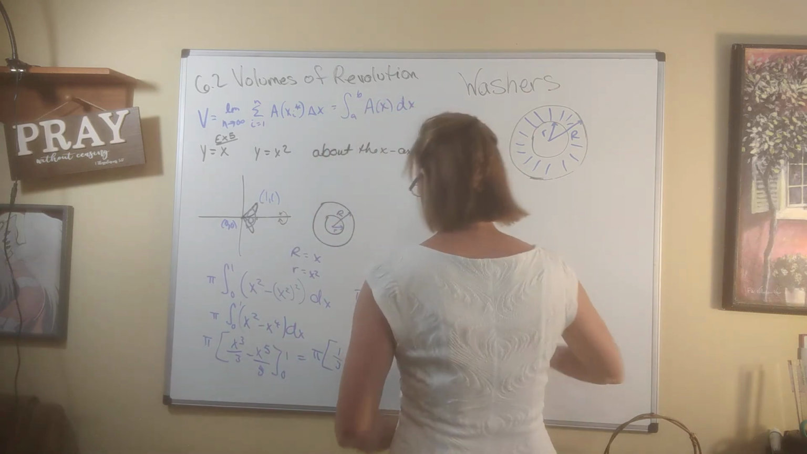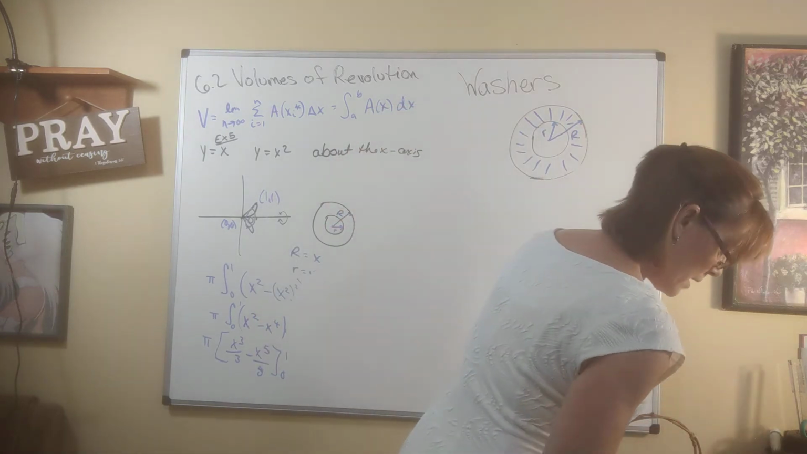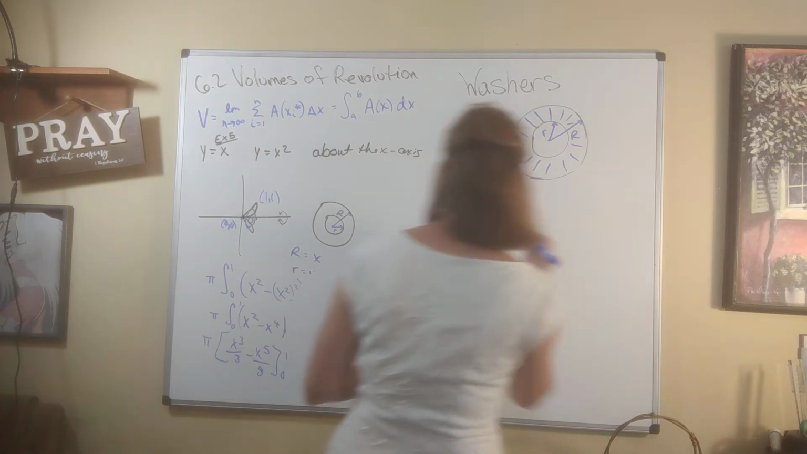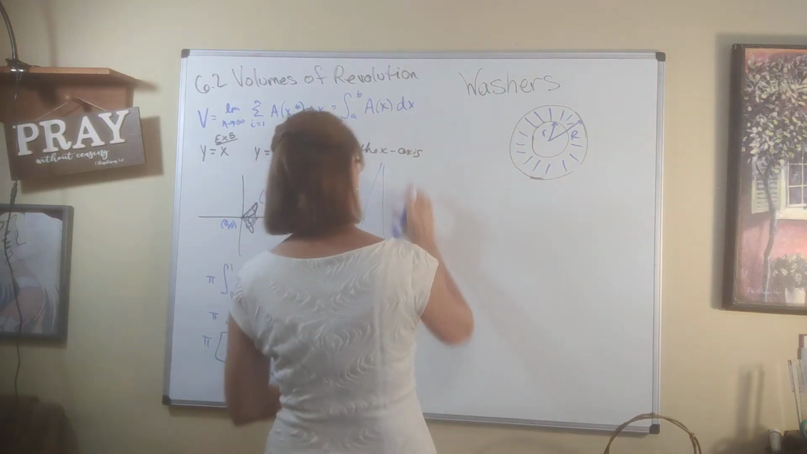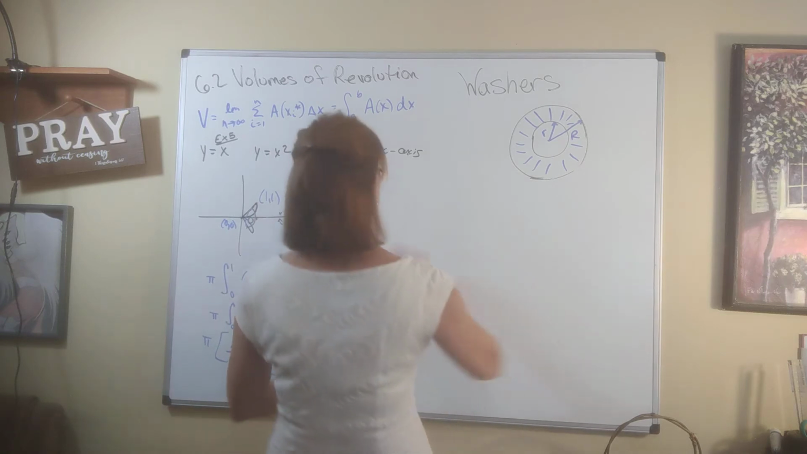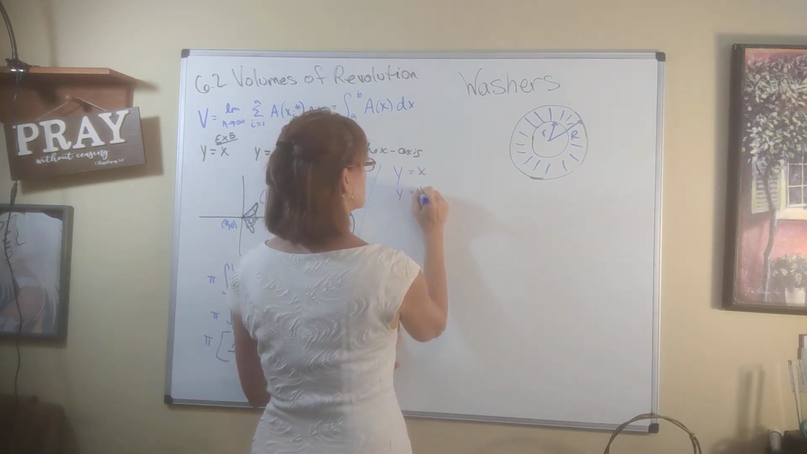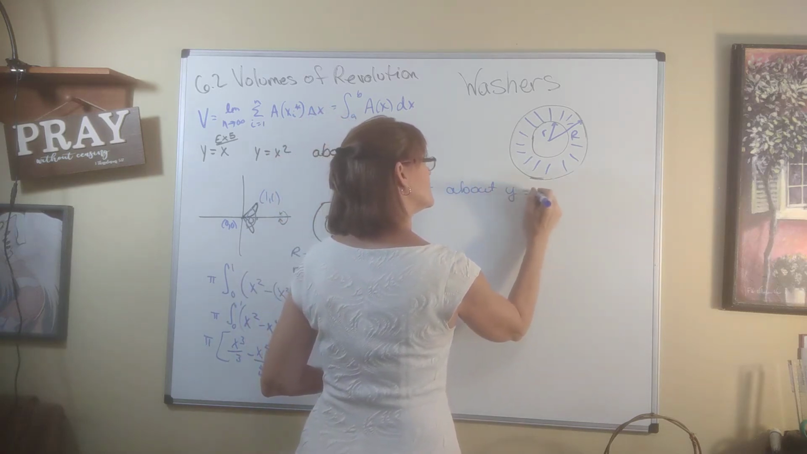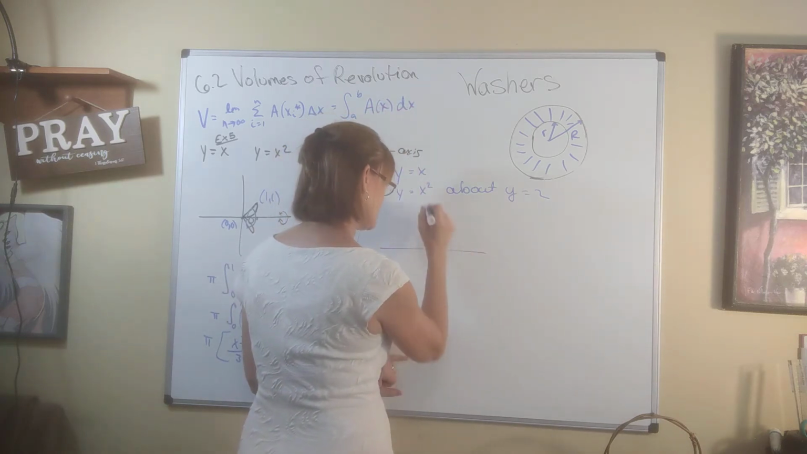So this is going to be y is x, y is x squared, about y is 2. Let me make myself some more room. All right, let's see what this guy will look like. So here is my xy.